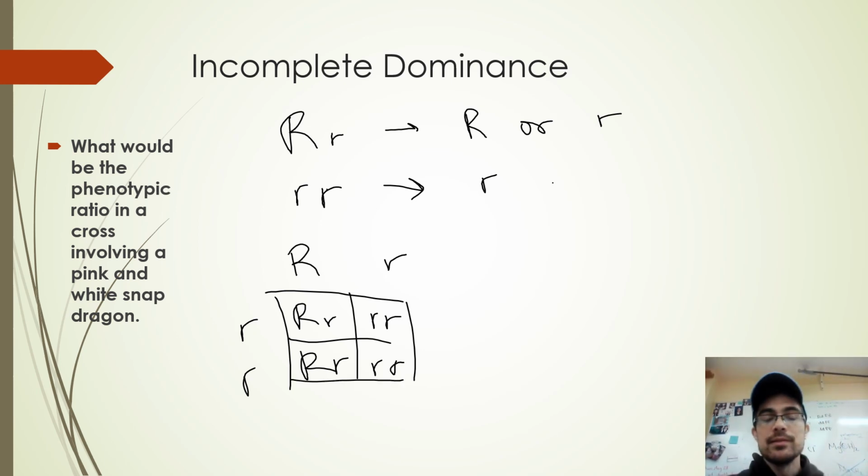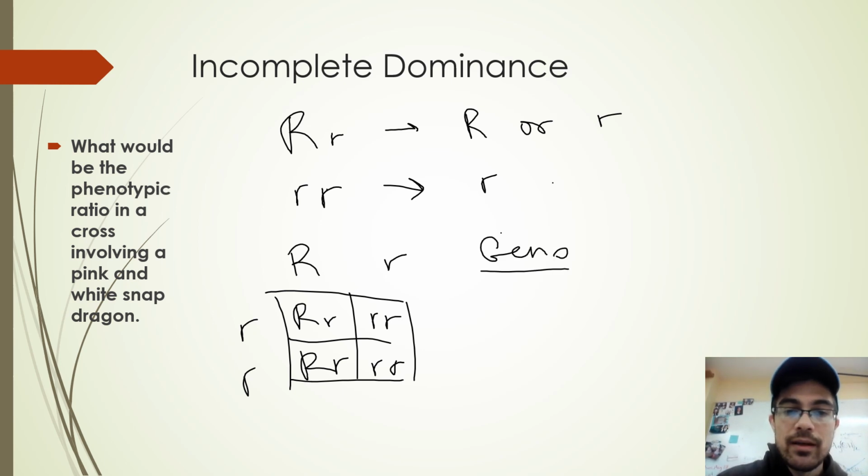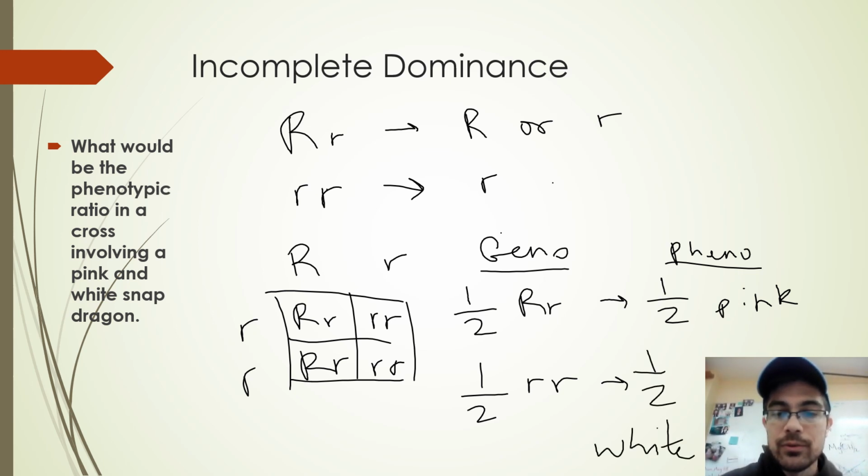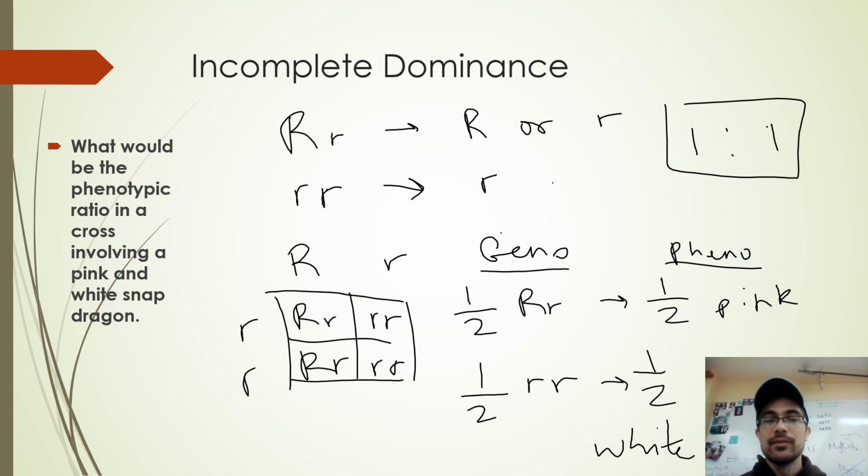Okay. So what we can see here is for the genotype, you would have half being heterozygotes and the other half being recessive. So the phenotype would be 1/2 pink and 1/2 white. So that is a 1-to-1 ratio of pink to white flowers.